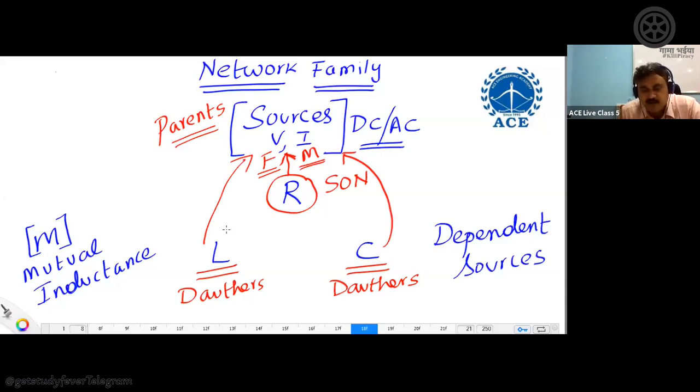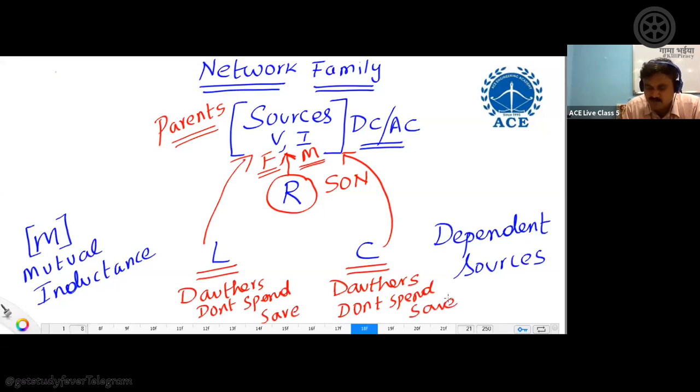So after getting money, what will happen? Daughters don't spend, they save. Complete saving only, just like inductor and capacitor. They don't spend. They completely save. If 100 rupees is given, they will save 100 rupees. But what will R do? Immediately on that day only he will spend. He will not even think about the next day. Full 100 rupees he will spend on the same day. So complete spending, dissipation. Correct or not?